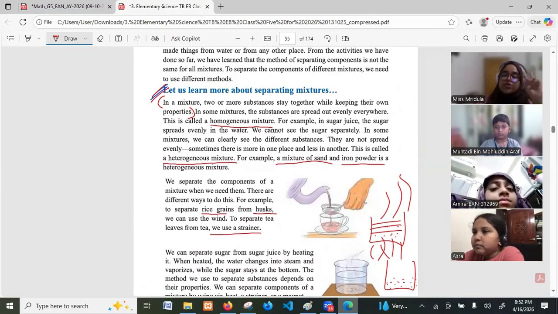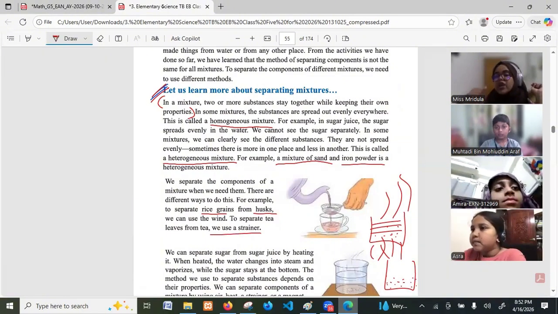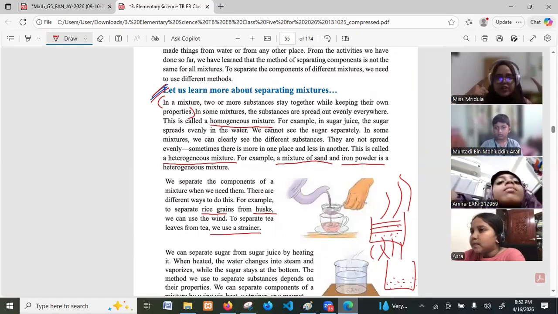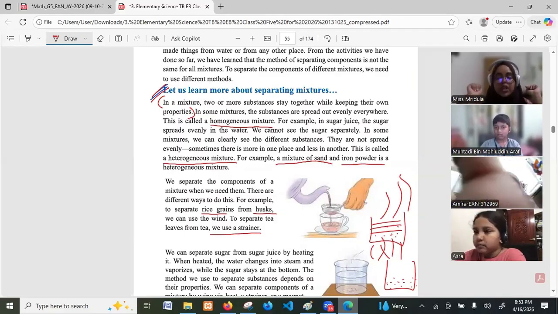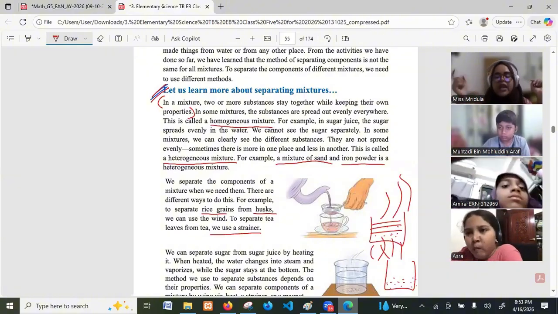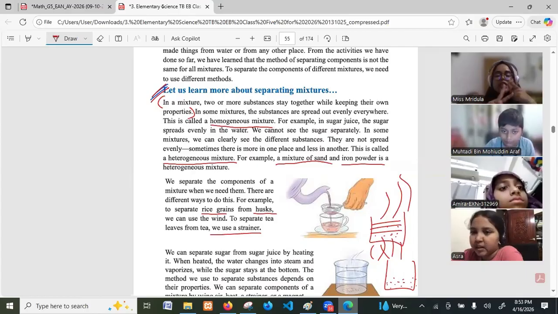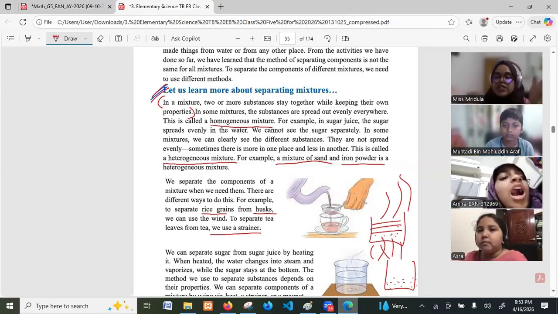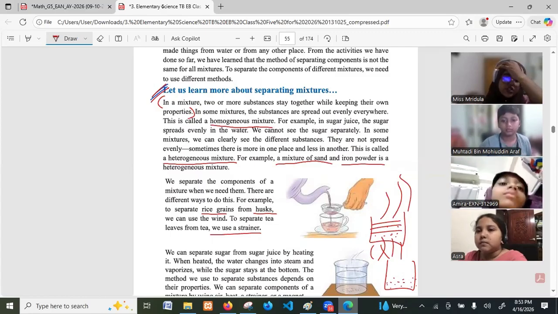So we got to know about two things over here. We got to know about homogeneous and heterogeneous mixtures. If the elements of a mixture are evenly spread out everywhere, we can call it a homogeneous mixture. But if the elements of the mixture are not evenly distributed, maybe in one place it's more, in another place it's less, then it will be called a heterogeneous mixture. And the second thing we got to know is that different types of mixtures will need different methods to be separated because their properties are different. Okay? So let's move on to the next page.